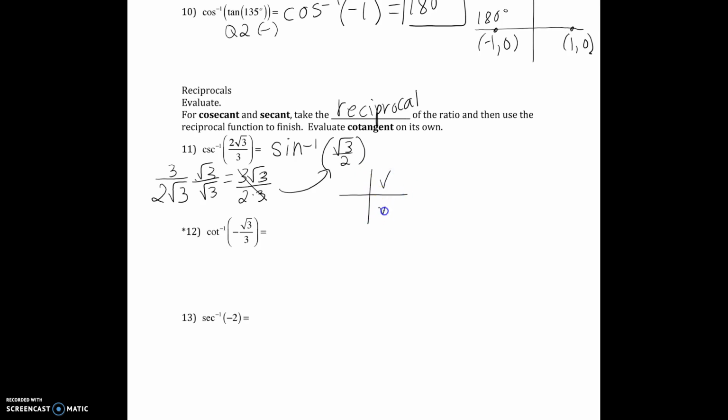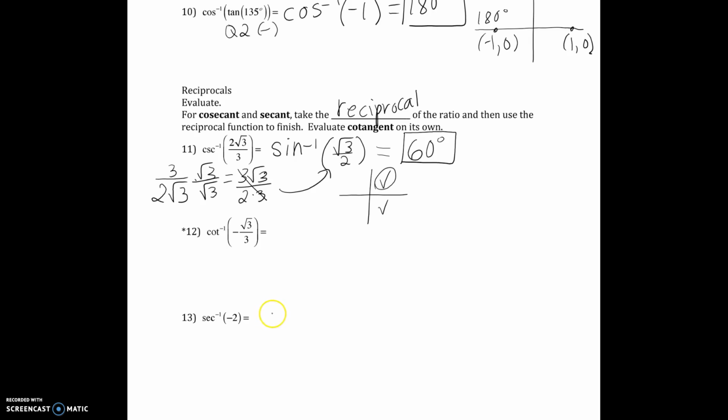Your quadrants are either 1 or 4 for the principal values. We're going with 1 because it's positive, and 60 degrees. Now it doesn't specify radians or degrees, so you can put either one. So if you put pi over 3 for that, that would also be fine. I'm going to do the secant one next because it's the same idea, and then go back to the cotangent.